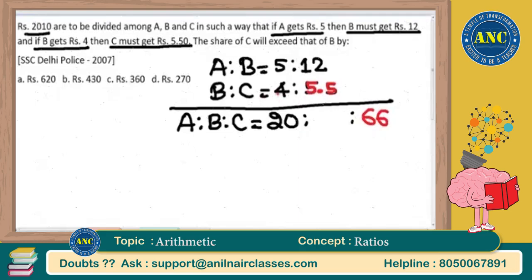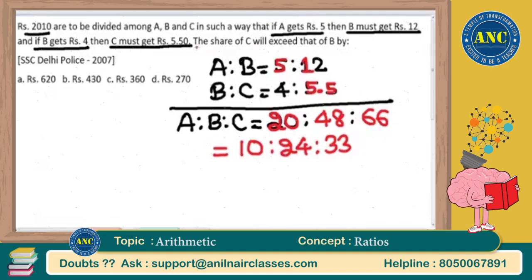A is 5. It is becoming 20. Multiply by 4. 12 also multiply by 4. It is 48. If you want to simplify further, please simplify. It is 10 is to 24 is to 33, when I divide by 2 in each case. Right? Now, read the next statement, sir.